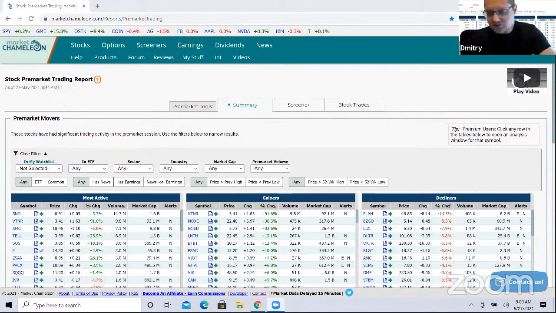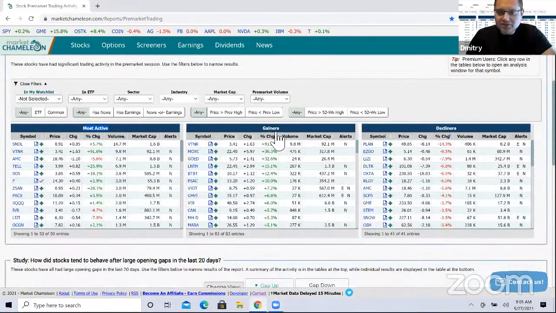So before we get to that, as usual, I'm just going to take a look real quick at what's moving in the pre-market hours. And this is our pre-market report. We have the most active stocks, biggest percentage gainers, biggest percentage decliners. I'm going to just quickly take a look at the number of stocks that made our percentage gainers list. So we got 83. Number of stocks on our percentage decliners list, 41. So a 2-to-1 ratio favoring the bullish side. So from that perspective, looks like a more bullish bias at the open.